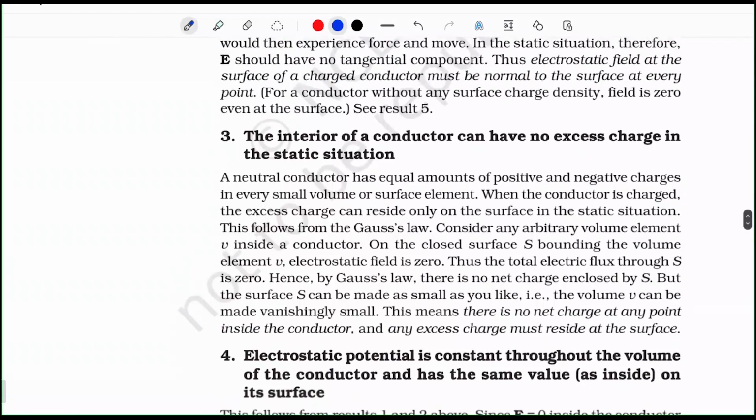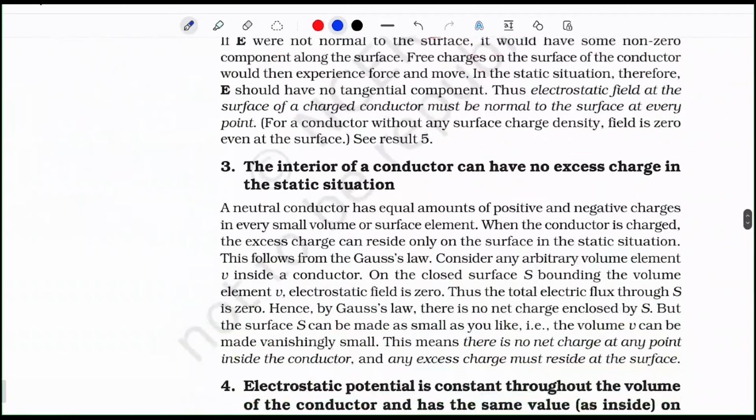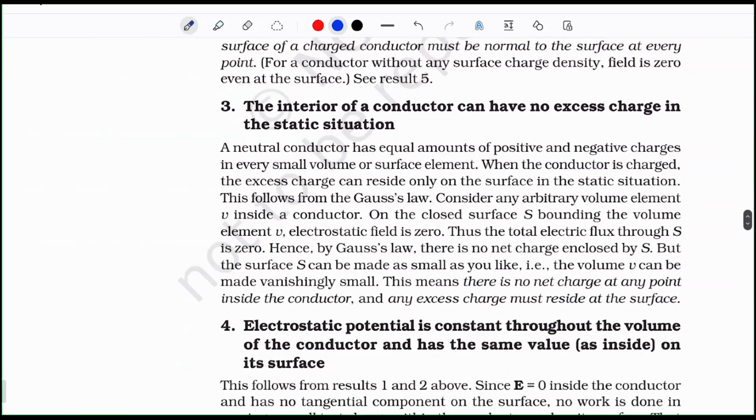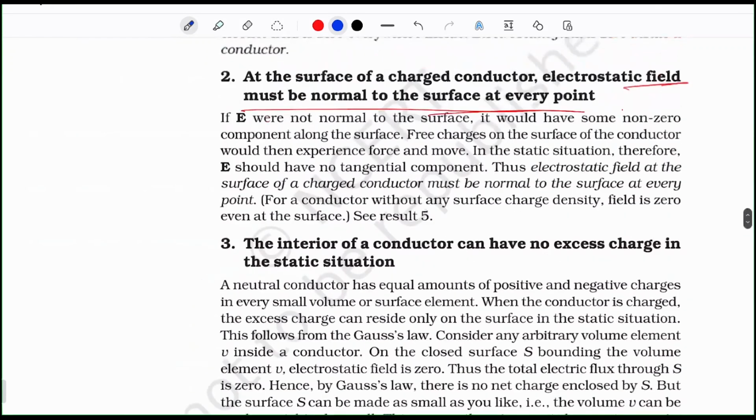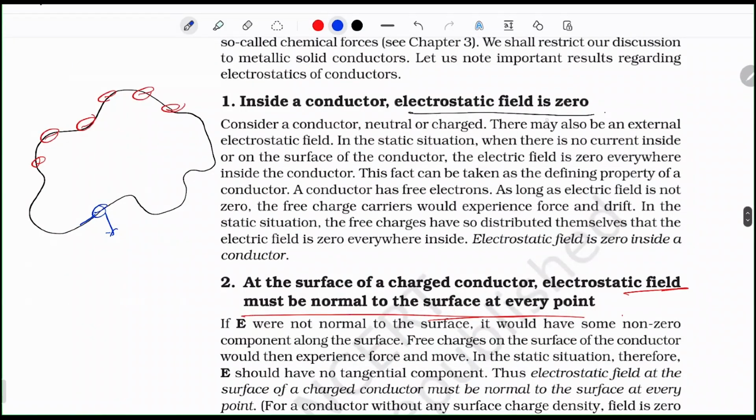The interior of a conductor can have no excess charge in the static situation. So this is what we just discussed. Why can't it have charge? We've seen from the first property that the electrostatic field at all points inside the conductor is zero. So let us say that there were a few charges, plus, minus, inside the conductor. But we know from the first property that the electrostatic field is zero.